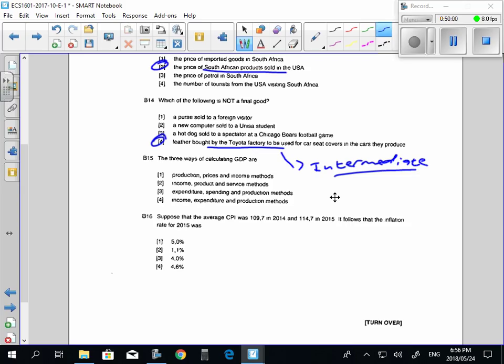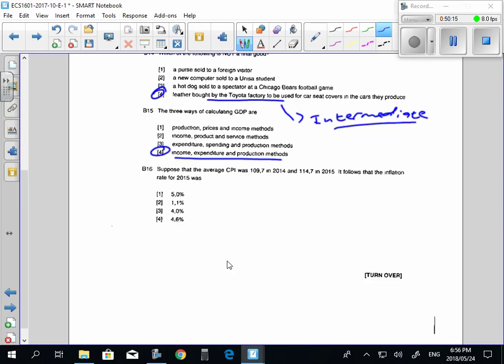Three ways of calculating GDP: income, expenditure, and production methods. And obviously, whether you calculate GDP according to the income, expenditure, or production method, you should get the same answer.